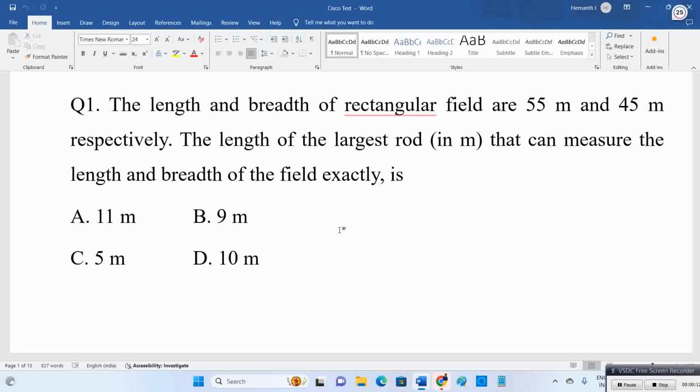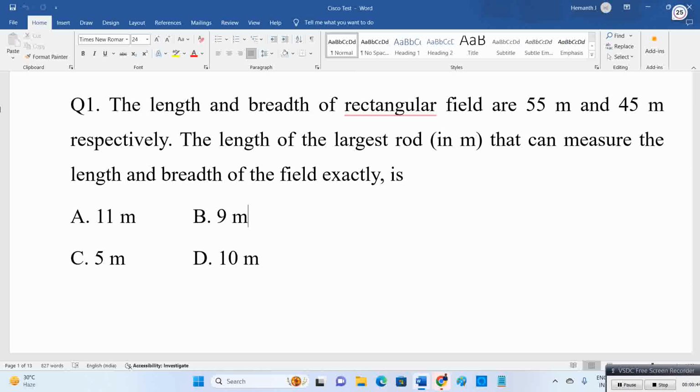Length and breadth are given. The length of the largest rod that can measure the length and breadth of the field exactly is. This is an application part actually. So what's the answer for this? Answer is C, 5. Okay, 5 meters is correct in fact.